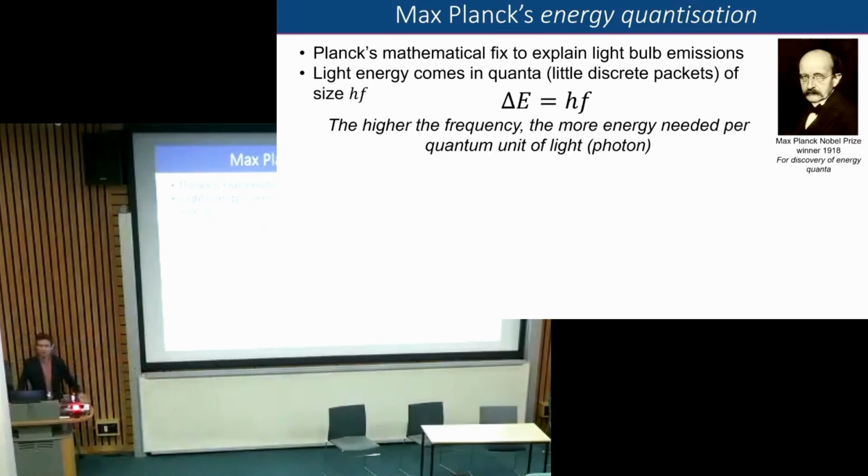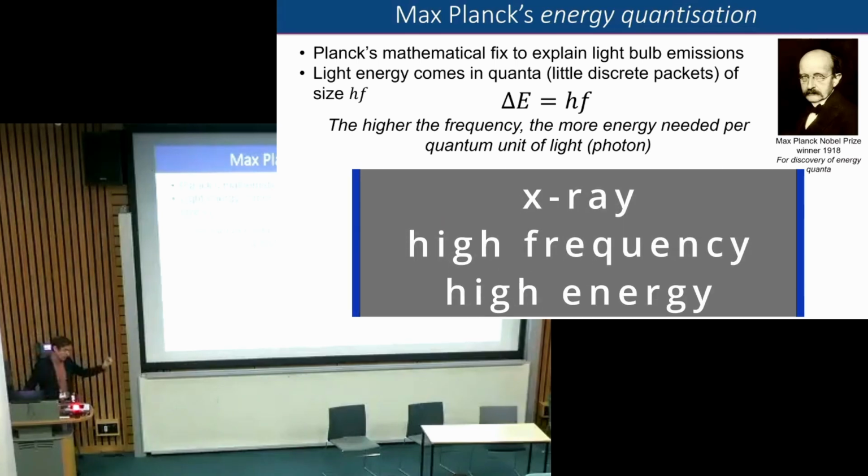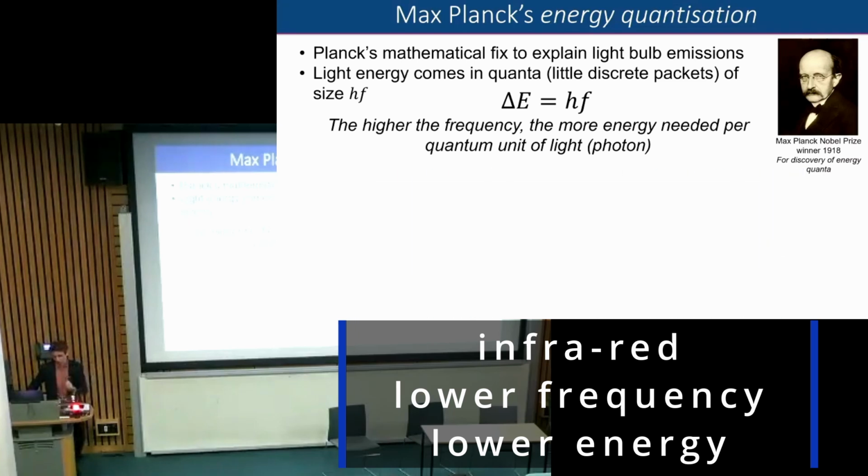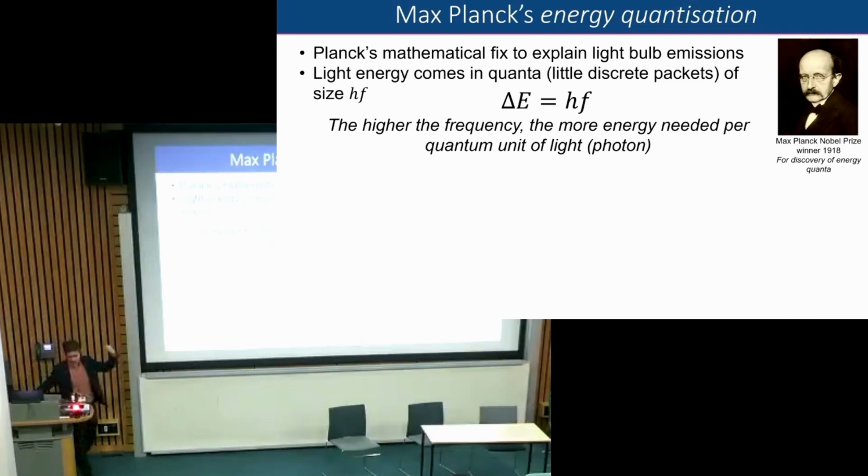So the higher the frequency of the EM radiation, the more energy is required to produce one quantum unit of light, one photon. The greater the frequency, the more energy needed. So that means an X-ray has much higher energy than, say, an infrared photon, which has much lower energy. Infrared is low frequency, low energy. X-rays, high frequency, high energy.